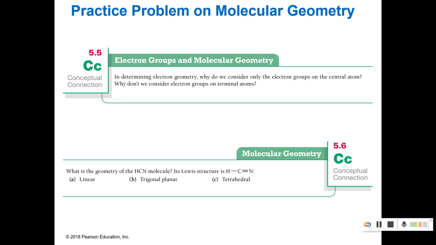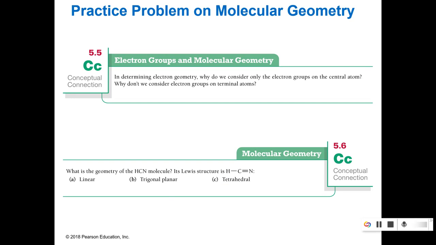In determining electron geometry, why do we only consider the electron groups on the central atom? Why don't we consider those on the terminal atoms? And that's because the geometry of the whole molecule is based on the center, not on the outside. So we only pay attention to the center because that's our basis for the whole thing.